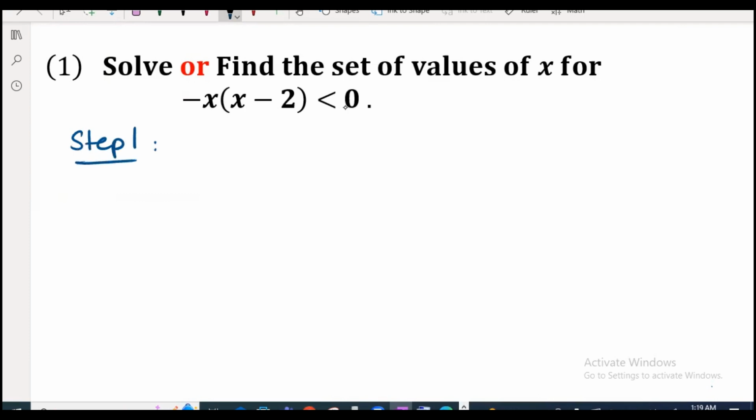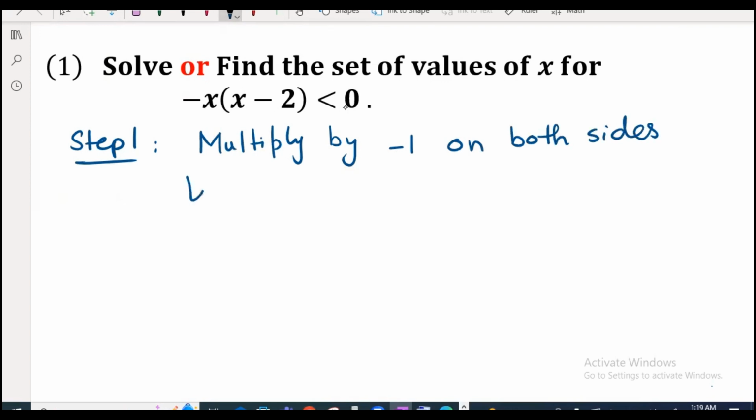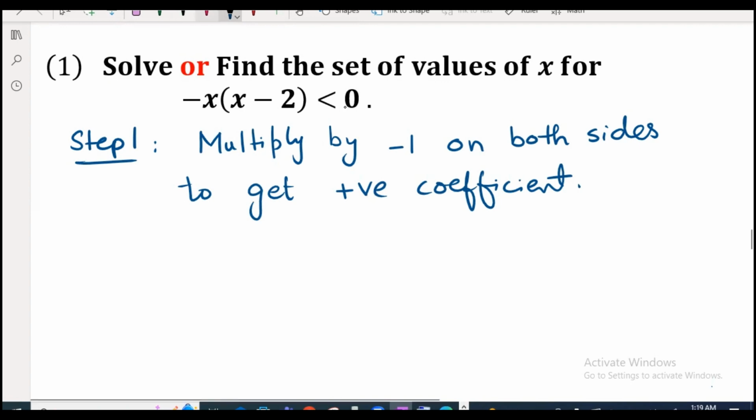Step 1: multiply by -1 on both the sides to get positive coefficients. Solving inequalities with positive coefficients is very easy. So we are going to apply this step when we multiply on both the sides.